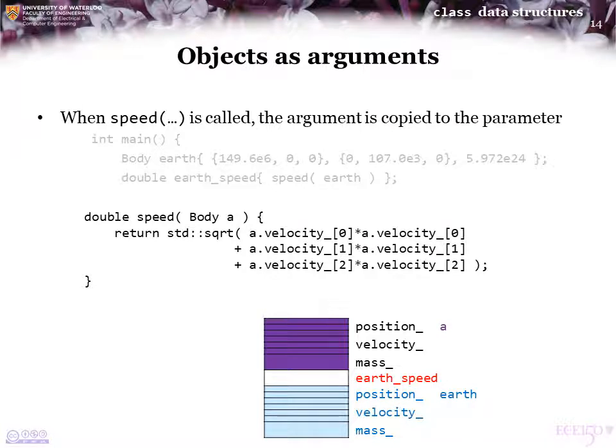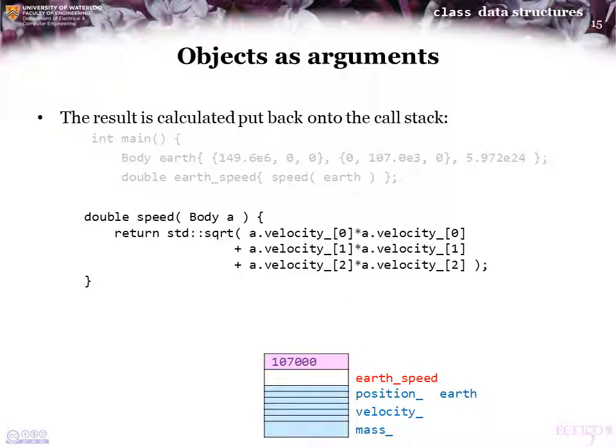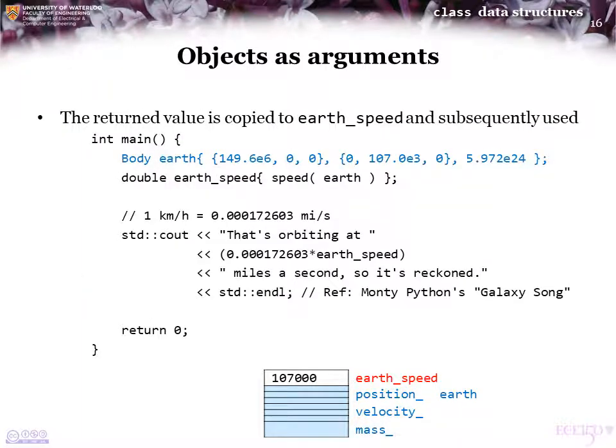When the calculation is made, the return value is copied back onto the stack, and this is now returned. Back in main, the return variable is then copied to the location for the earth speed local variable, and it is then used in the subsequent cout statement.